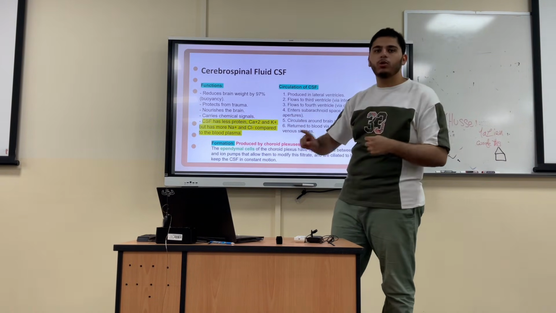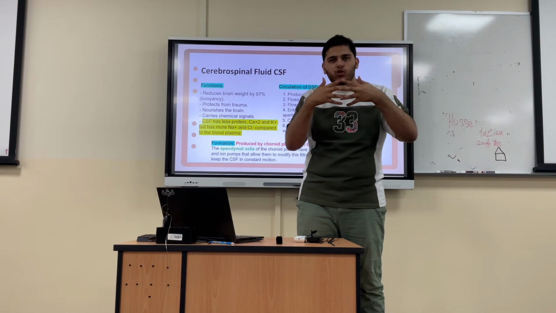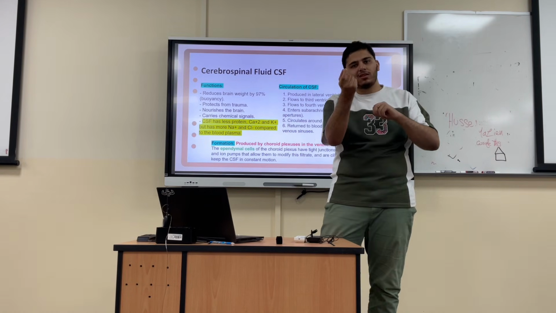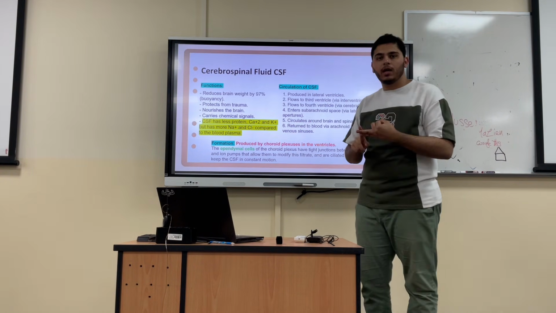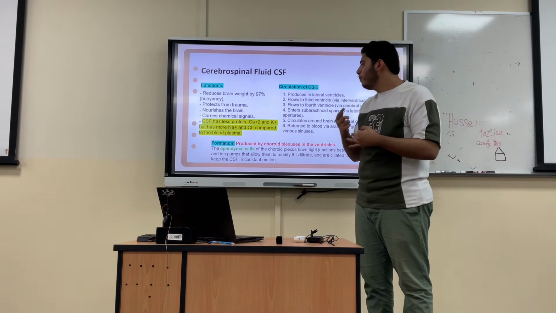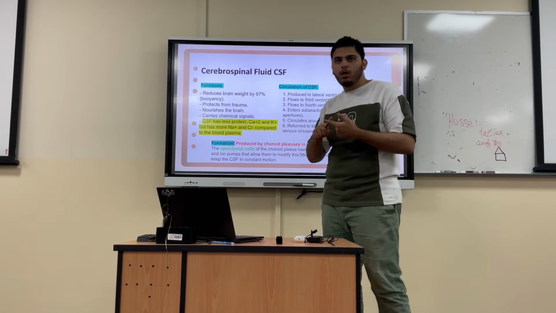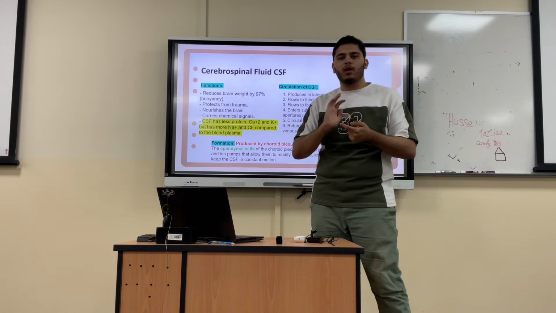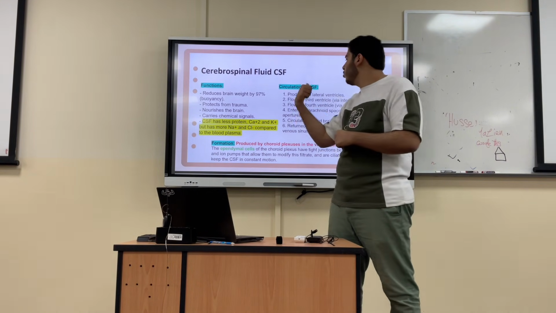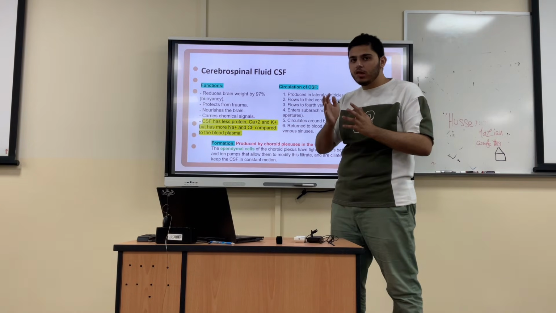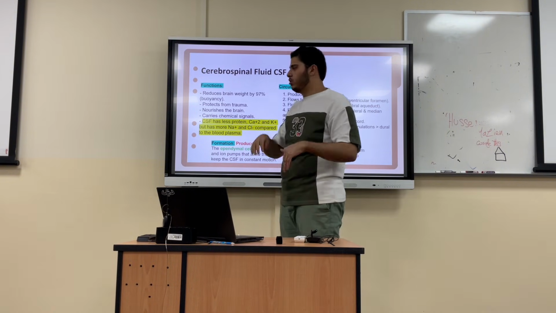And this is the most important thing: it has some shared composition with the plasma, with slight differences. CSF has less protein, less calcium, less potassium compared to what? To the blood plasma. But it has more sodium, more chloride compared to the blood plasma. That will take us to the blood-brain barrier. Why does it contain more sodium, less potassium? I will talk about it. But know which one is higher and which one is lower.